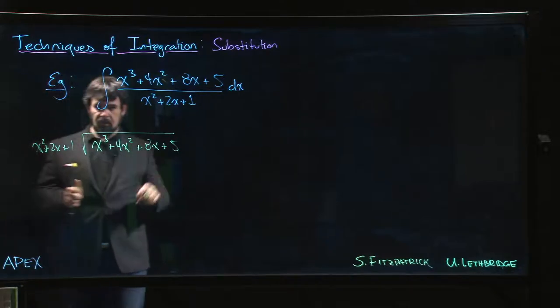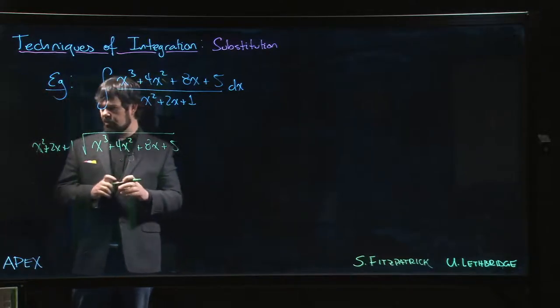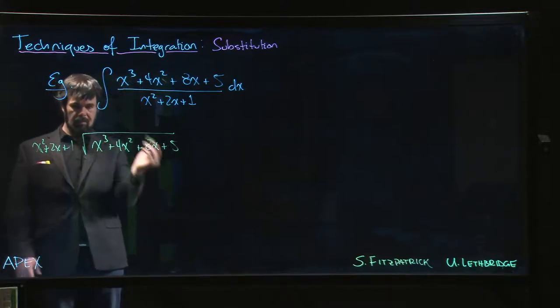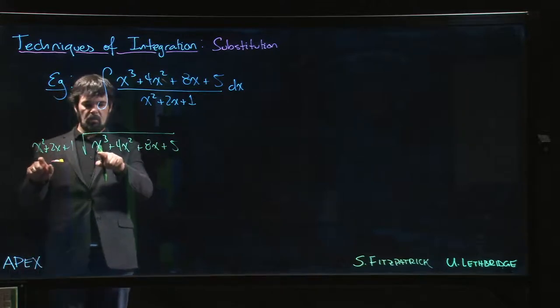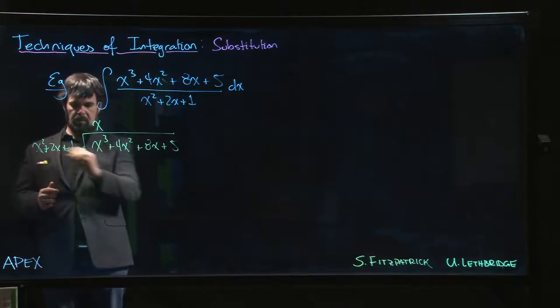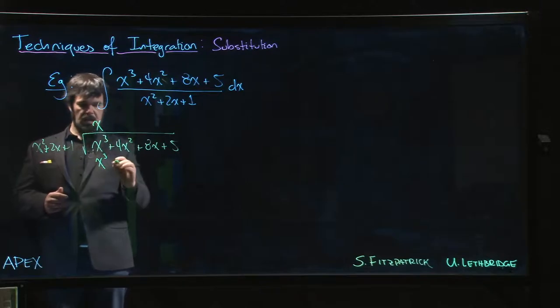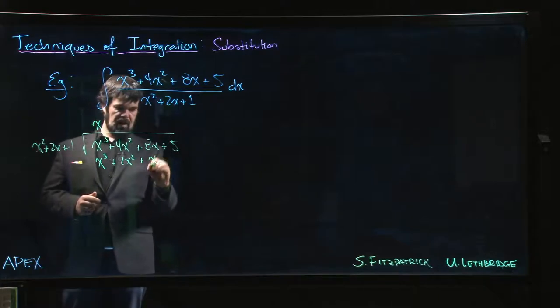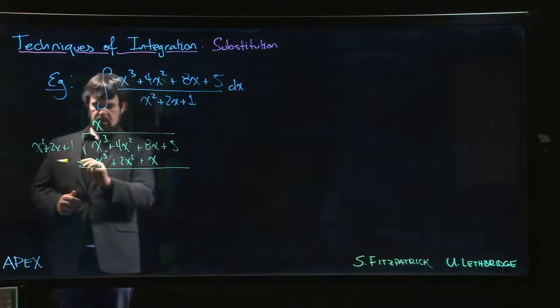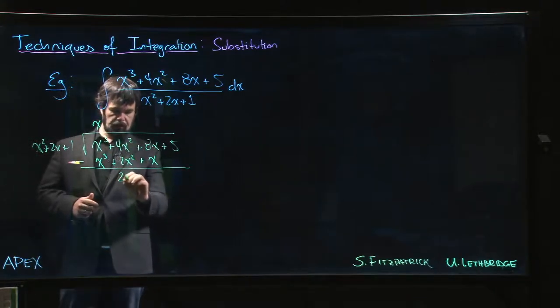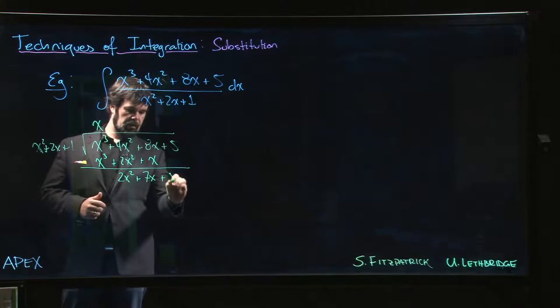Okay. So remember how this works for polynomial long division? In some ways, it's almost more straightforward than numerical long division. You just have to compare highest powers as you work your way across. So you say x squared times what gives me x cubed? Well, x. Right? Now we just multiply. x times x squared, x cubed, x times 2x, 2x squared, x times 1 is x. Right? And we subtract. So x cubed minus x cubed, 0. 4x squared minus 2x squared, 2x squared, 8x minus x, 7x, 5 minus 0 is 5.